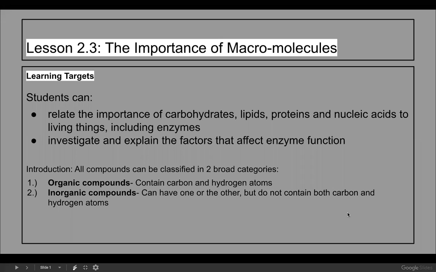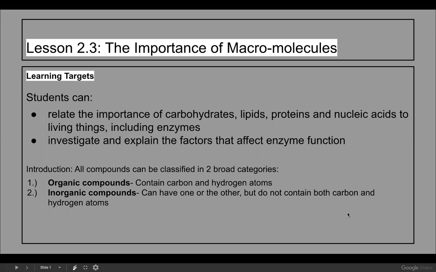So some of the things you need to know by the time you are finished with the lesson: have the ability to relate the importance of carbohydrates, lipids, proteins, and nucleic acids to living things, including enzymes. And why are these things important to us? Investigate and explain the factors that affect enzyme function. So again, big, massive molecules. That's the name: macro means big.